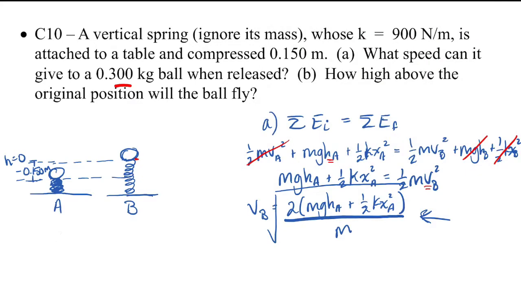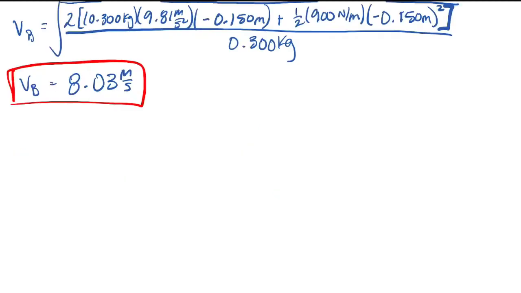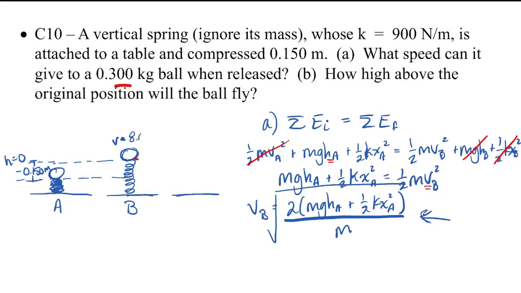Okay, there's a whole other part B to this question. My goodness. What does part B say? How high above the original position will the ball fly? So what happened? Well, we gave it at position B some velocity, right? So now it has a velocity here of, what did we get? 8.03. So we know it's going to keep going up because it has velocity, but it's going to slow down as it goes up because of gravity.